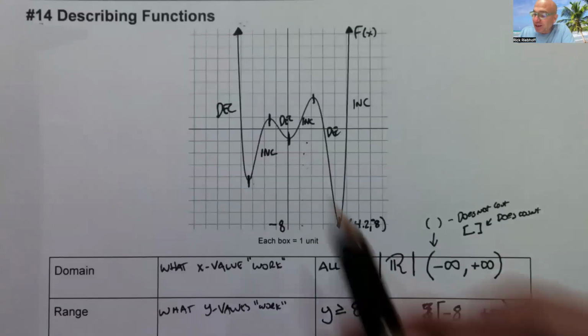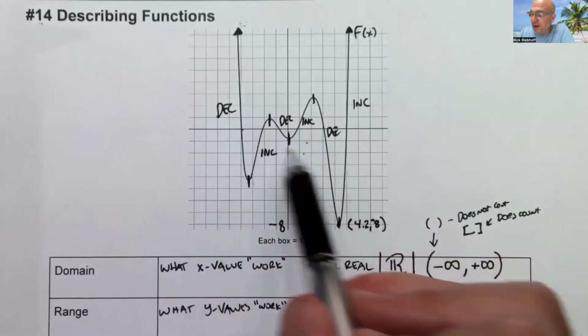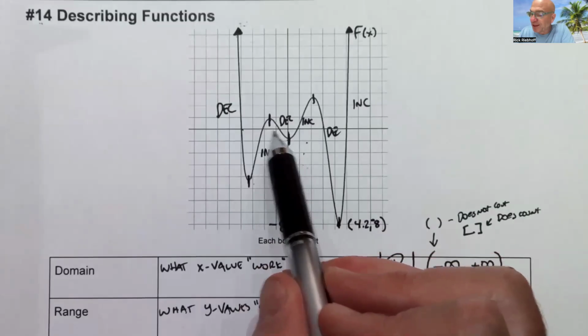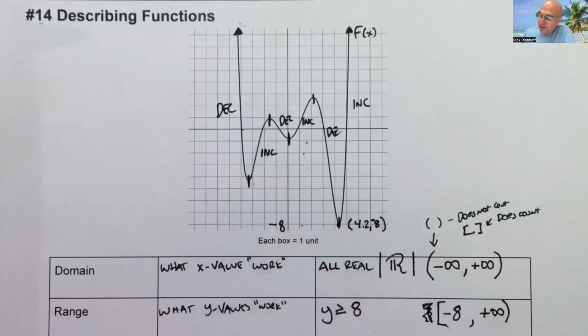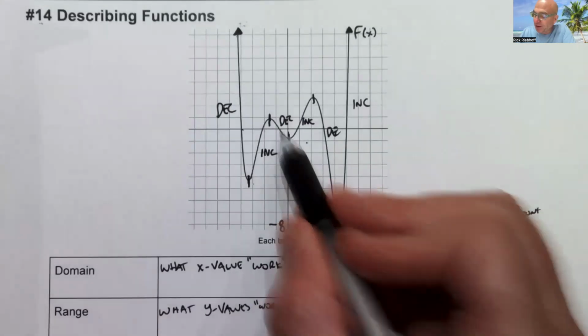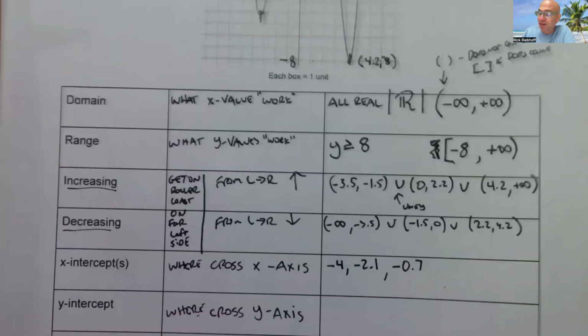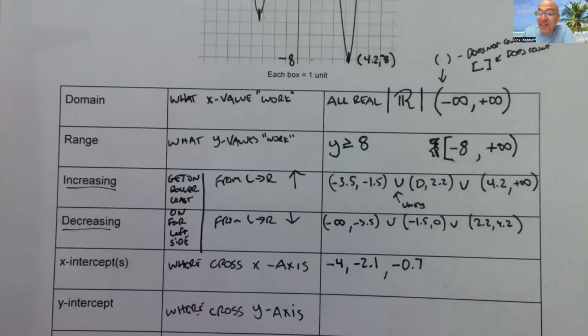All right, where's it crossing the x-axis? It looks like negative one, two, three, four. Pretty close to negative two. So I'm just going to say the points. It crosses the x-axis at negative four, negative 2.1. This looks like negative 0.7 or something like that. I'm guessing. I'm giving it my best go. Okay, and that's fine. That's all I would ask of you in a problem like this.